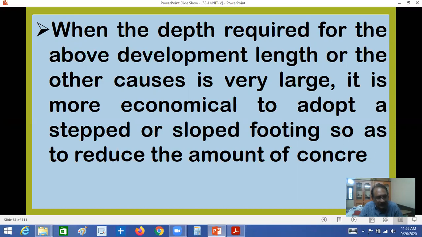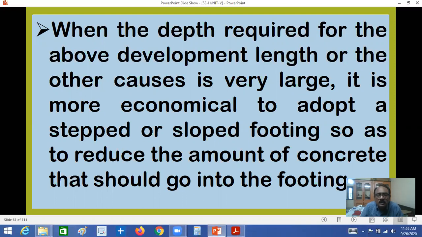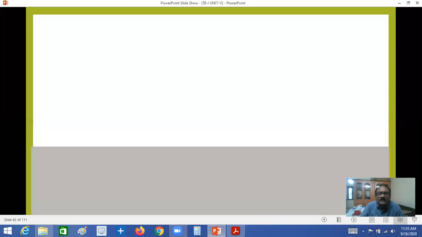As I explained, one footing will take nearly 8 to 10 bags of cement. If you go for a sloped footing, it reduces at least 2 or 3 bags. Overall, it will save for you. So this is one of the design considerations.